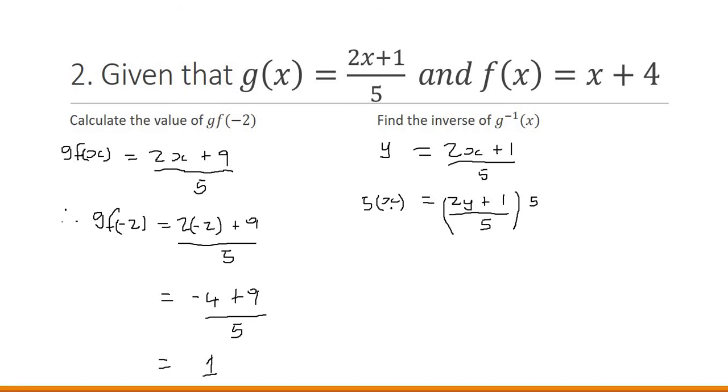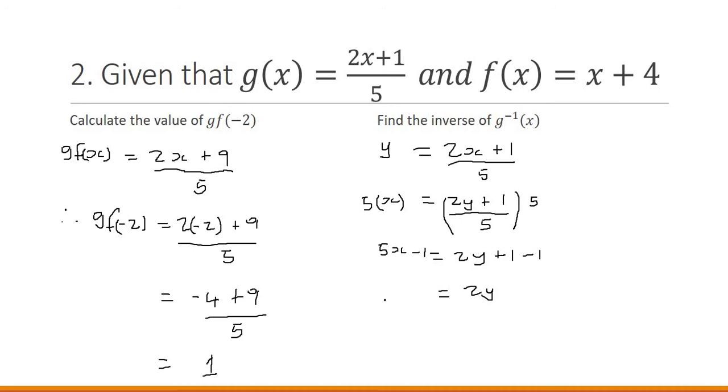On the left hand side, 5 times x gives us 5x. On the right, 5 will cancel out 5, so what we're left back with is just the numerator, which is 2y plus 1. Here we need to get rid of this plus 1. We're going to do the opposite of adding 1, which is to subtract 1. But if we subtract 1 from the right hand side, we have to subtract 1 from the left hand side as well. So here, clearly you can see plus 1 minus 1. What I'm going to be left with on the right is just 2y.